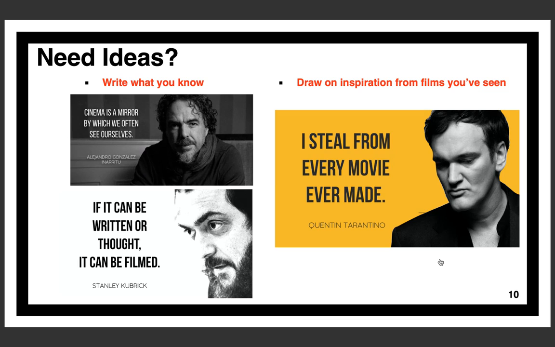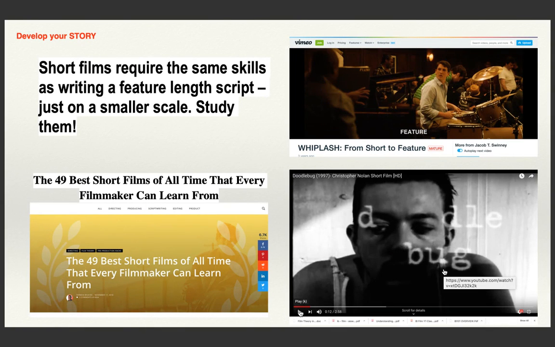Just remember that your ideas come from your own experience. So, think about things that you have gone through. What do you think people care about? What kind of characters do you think people will relate to? Write what you know. And as Stanley Kubrick said, if you can think it or write it, you can film it. So be ambitious with that. Really go out and make that film.